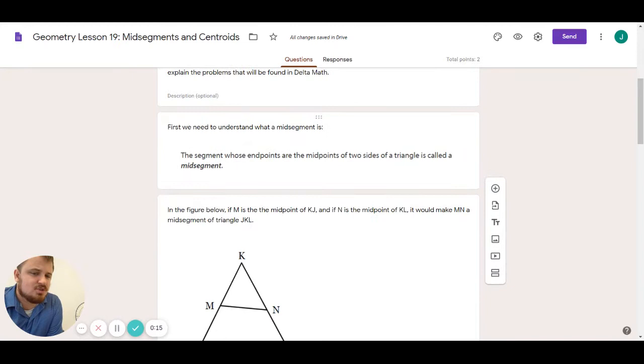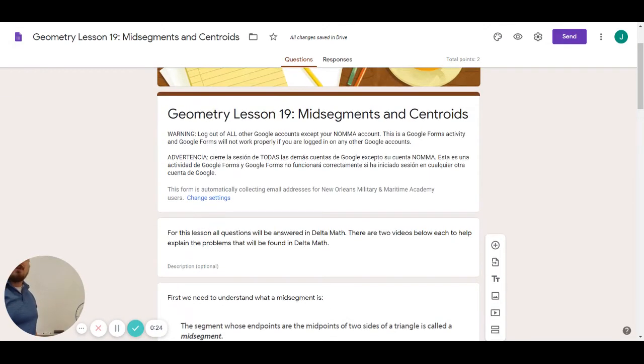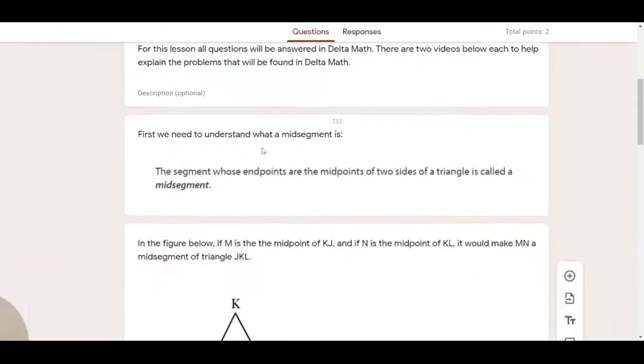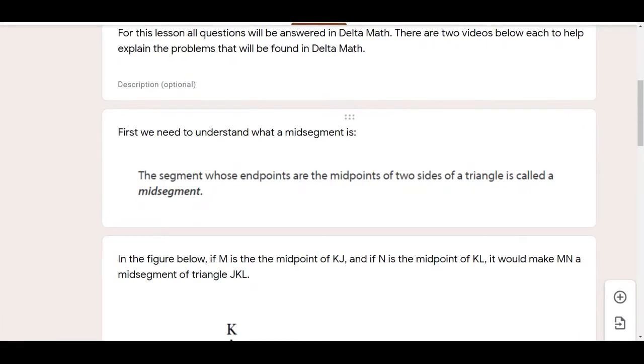Some of you might be able to just read through this and do the assignment without any help. But if you needed some direction on how to do those problems, I'm going to put it all together for you. So let's start off with a midsegment. A midsegment is a segment whose endpoints are the midpoints of two sides of a triangle.